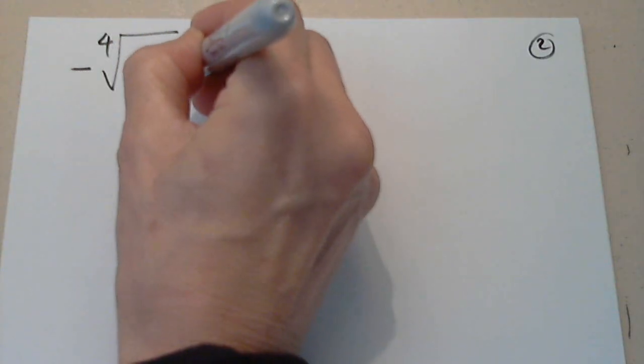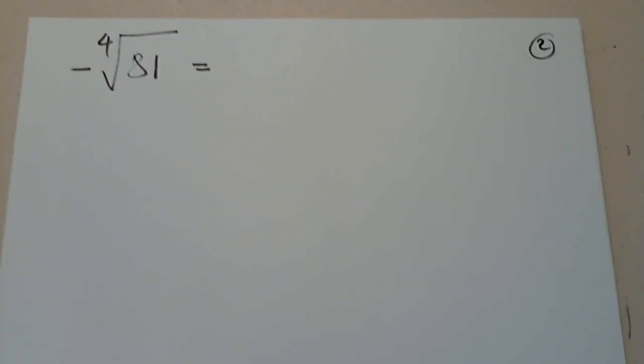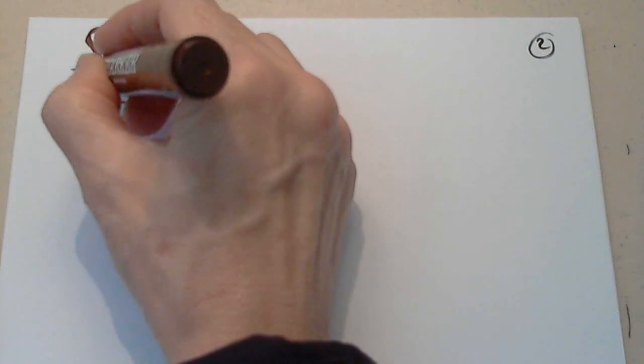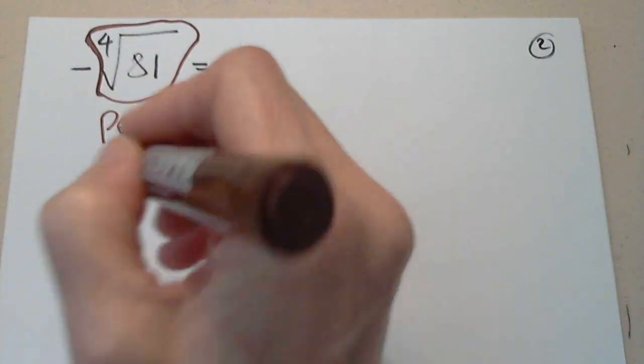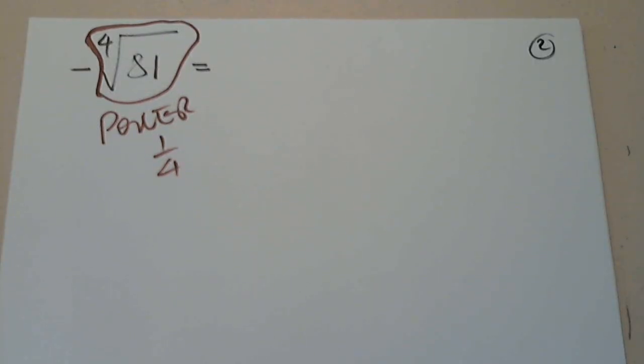Let's continue with other types of problems. For example, if I have negative the fourth root of 81, by the order of operations, I have to perform the power first. And you can say, what power? This. We established that this is a power. What power? 1/4. And then multiply by -1.